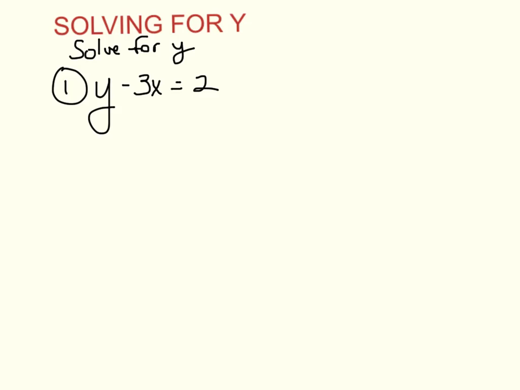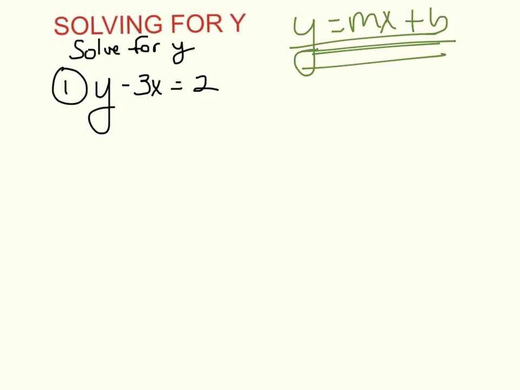Remember, solving for y means y is going to be by itself. You want an equation where y is going to be by itself. You are putting this in slope-intercept form. And if you remember, slope-intercept form is y equals mx plus b. I want every equation to look like that when you are done. Y equals your x term and then a number.